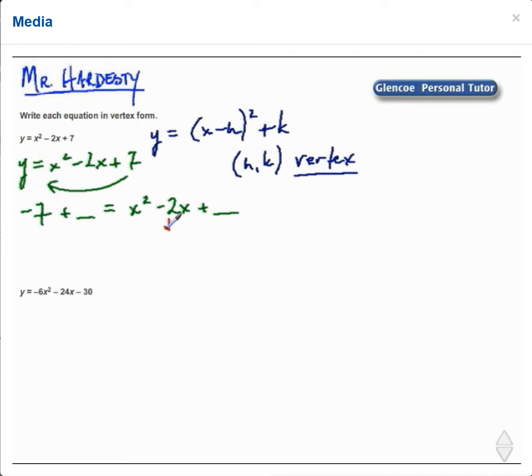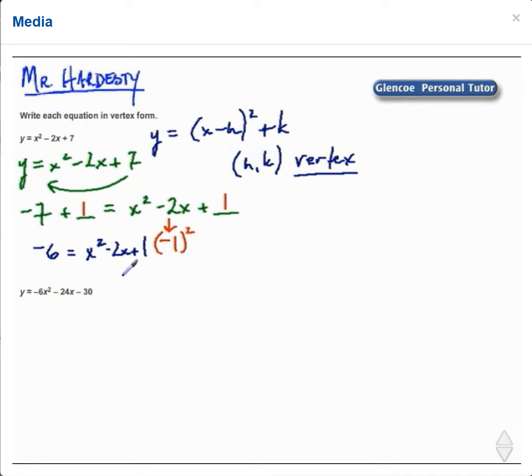If we take half of the linear coefficient, which is negative 1, and we square that, that's positive 1, and we'll have our perfect square trinomial. What we add to this side, we have to balance the equation and put on that side. That's what our two blanks are for. Now we'll simplify.